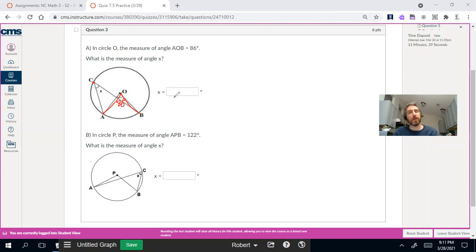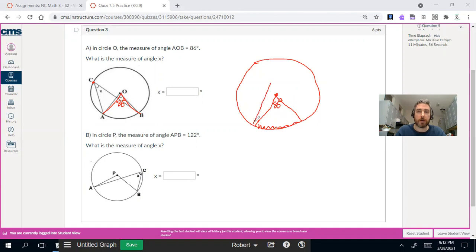Well, this one's different, right? Because it's not in the same direction, right? It's off to the side. But what I want you to understand is as long as they open up to the same arc, so we have 86 degrees here, as long as the endpoints of those chords open up to that same arc, it doesn't matter where it goes, right? It could go over to the side. That degree is the same as that degree.